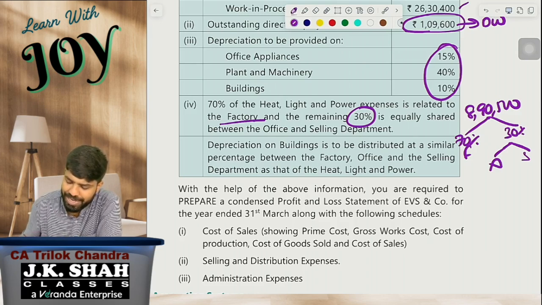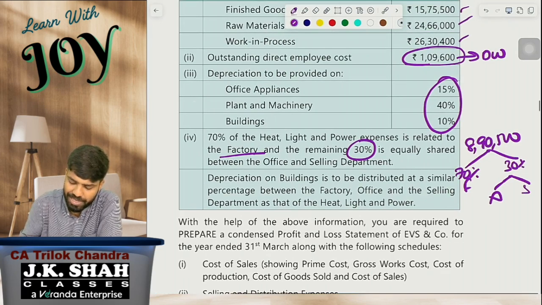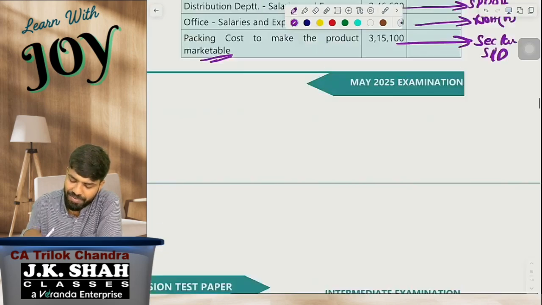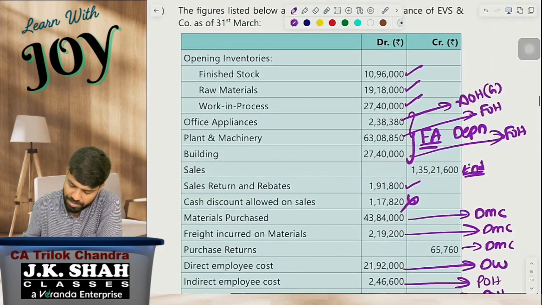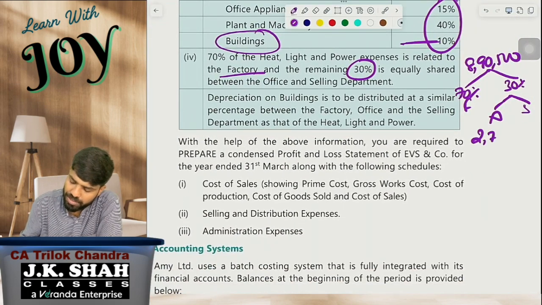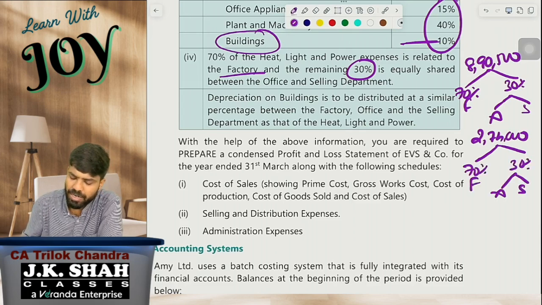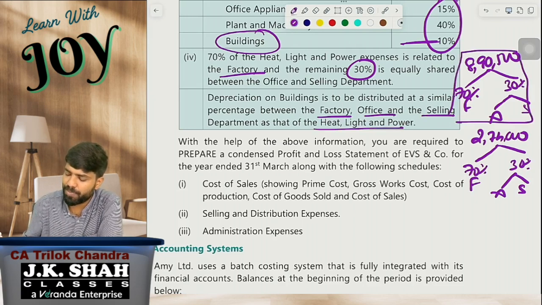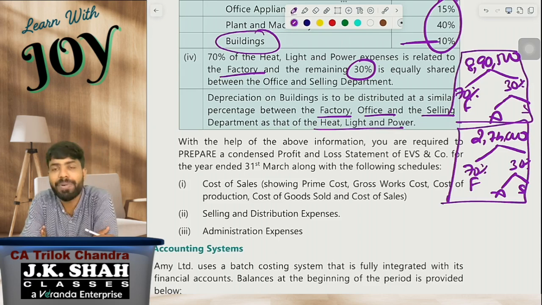Next, depreciation of building is to be distributed at a similar percentage. Look at here, building 10%. What is the total building value? Total building value is 27,40,000. Ten percent is 2,74,000. This we need to divide between 70% factory, 30% to both admin and selling. That is what they stated here: depreciation on building is to be distributed at a similar percentage between factory, office, and selling and distribution department as that of heat, light, and power. As we distribute the heat, light, and power, the same way we need to distribute the depreciation on building. Are you understanding?